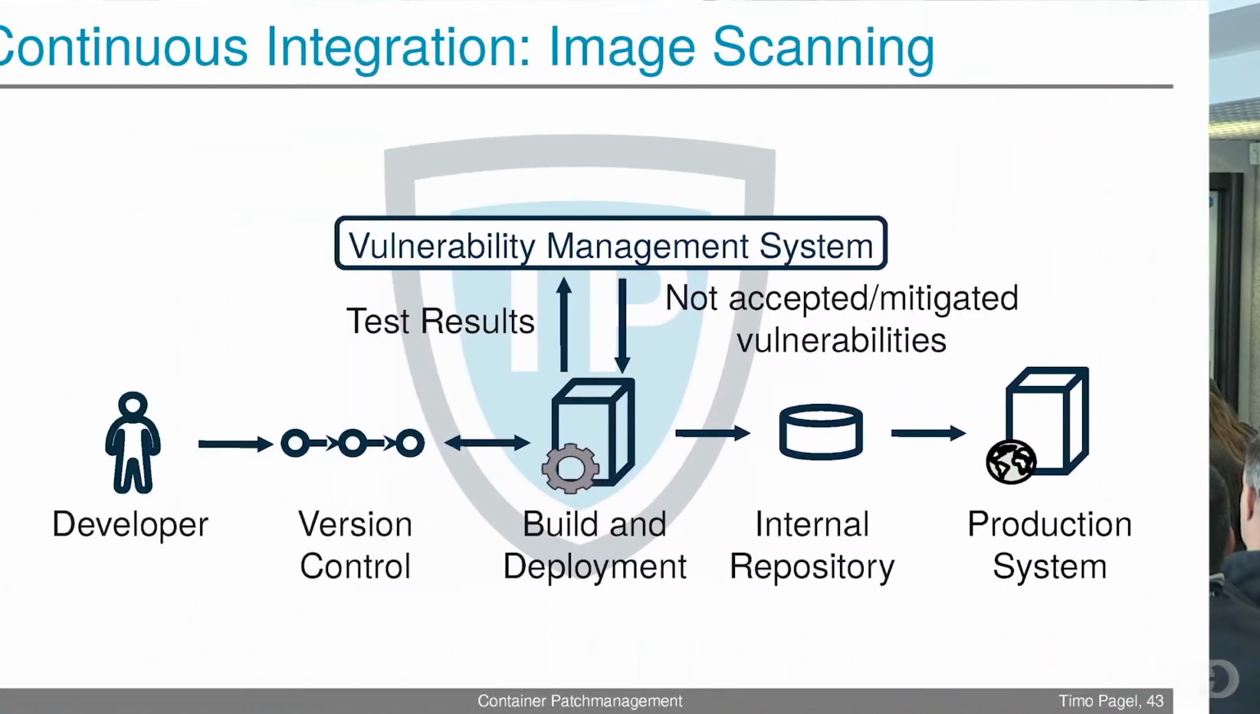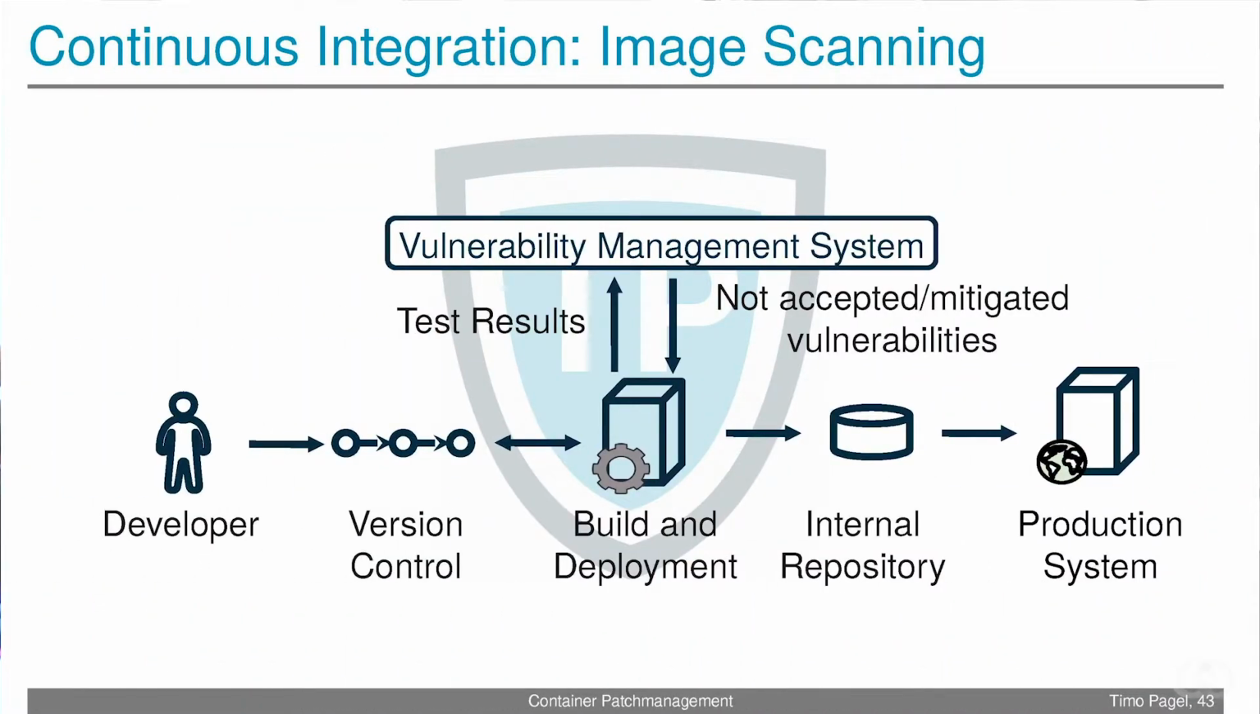One approach, which I often hear, this is a wrong approach, is that you integrate vulnerability testing for known vulnerabilities into the continuous integration pipeline. So we have here a developer, he pushes code to the version control, then the build and deployment server performs some tests, pushes the results to the vulnerability management system, and then you might get, hey, there is one finding, then it pushes this to the internal repository in case it's maybe a medium finding which is accepted, and then it's getting pushed to production.